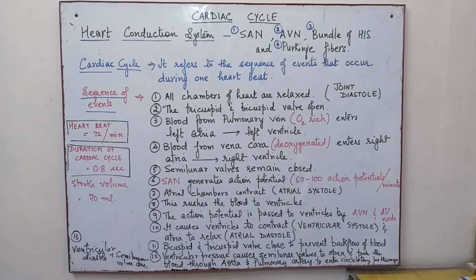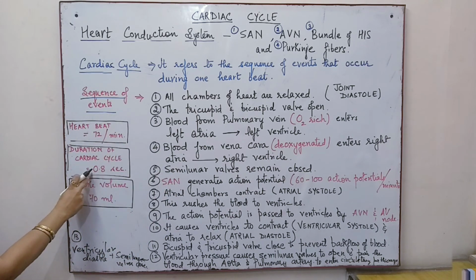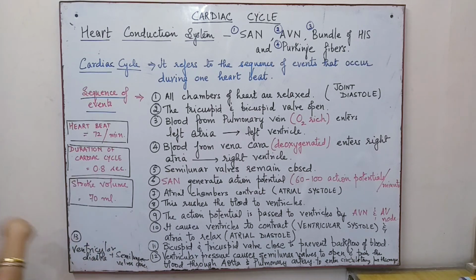Now during each cardiac cycle, the blood which is pumped out is around 70 ml, 70 milliliters of blood, and this is known as the stroke volume. So during the entire process which happens in 0.8 seconds, 70 ml of blood is pumped by the ventricles through the aorta to different parts of the body.